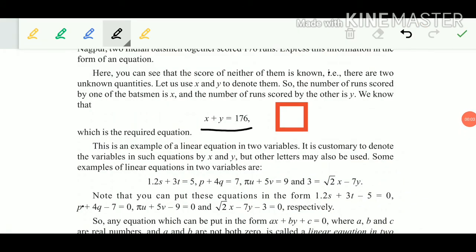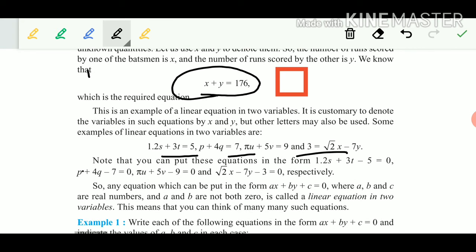These are some examples of linear equation in two variables. And here the general form of linear equation in two variables is given: ax plus by plus c is equals to 0, where a, b, c are real numbers and a and b are not both 0. So one should be non-zero.